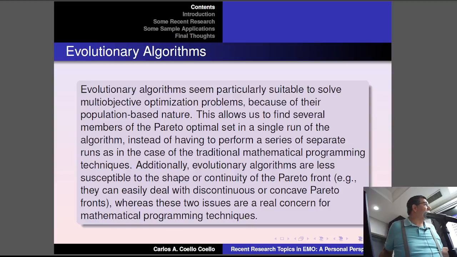The other advantage is these algorithms are very general in the sense of searching. They don't require that much information. They don't use derivatives. So they are less sensitive to the shape and the continuity of the Pareto front. This is another important advantage because this generality is very powerful when solving complex problems.